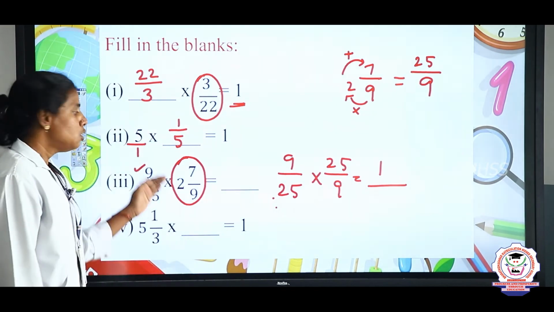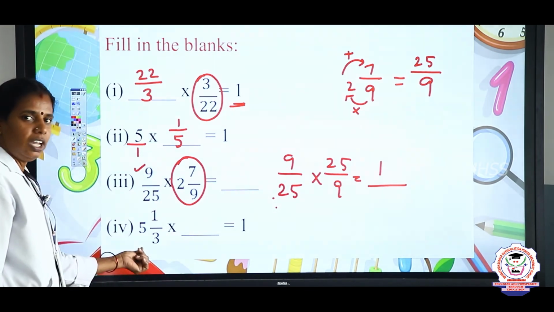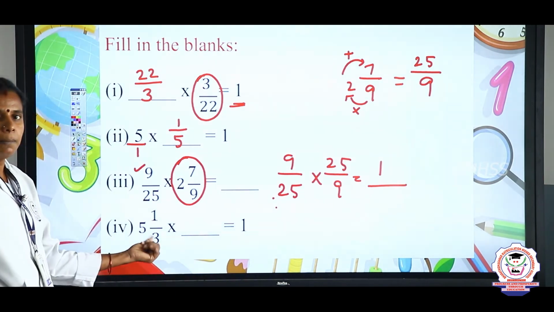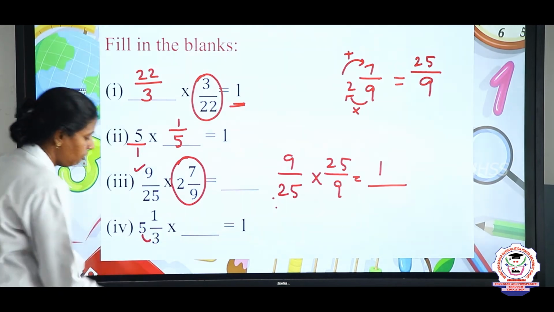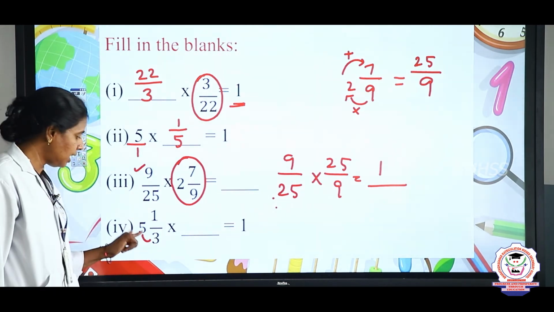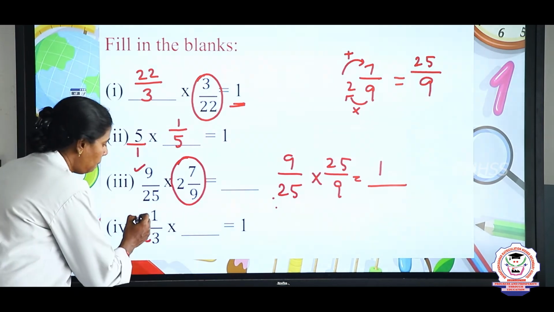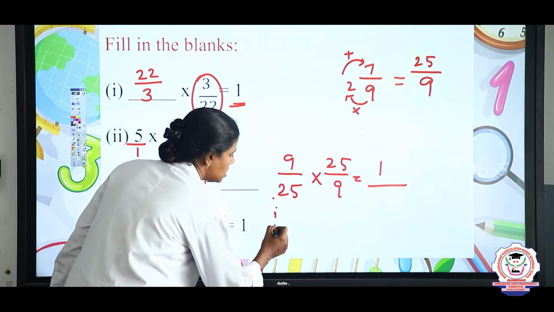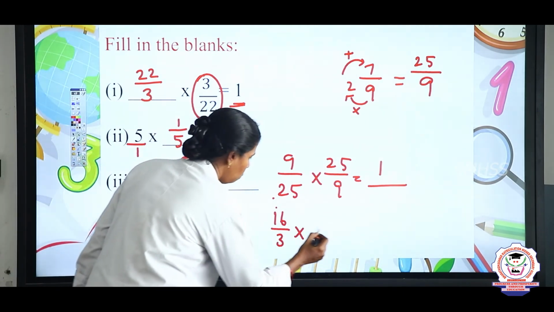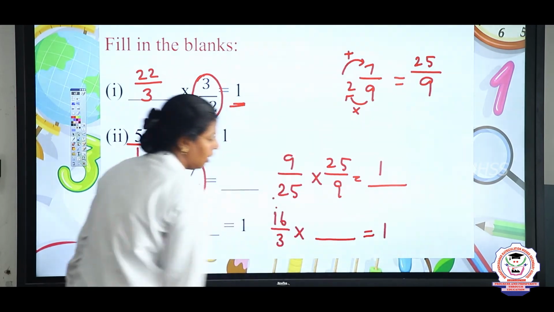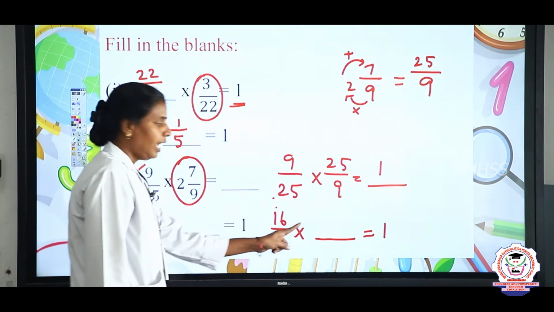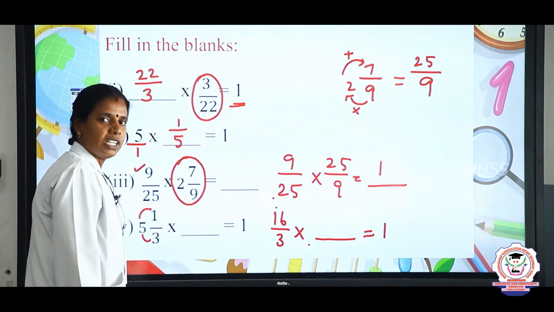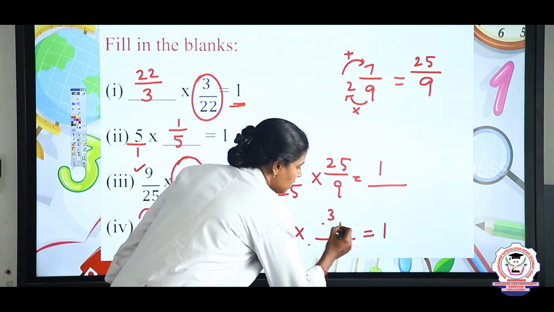Is it clear? So the next one, 5 1 by 3 into dash equal to 1. Here 5 1 by 3 is a mixed fraction. Convert this mixed fraction. 5 3s are, yes, 5 3s are 15. 15 plus 1 is 16. So this is 16 by 3 into dash equal to 1. So a fraction into its multiplicative inverse only will give 1, right? So what is the multiplicative inverse of 16 by 3? 3 by 16.